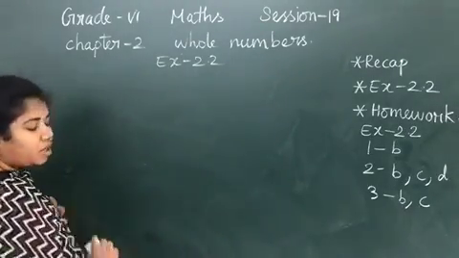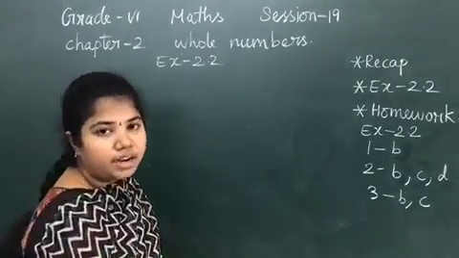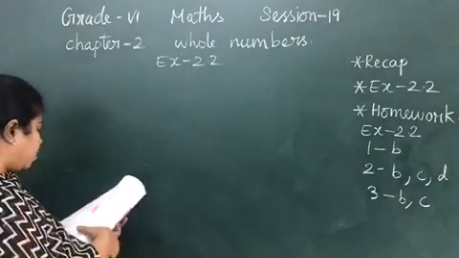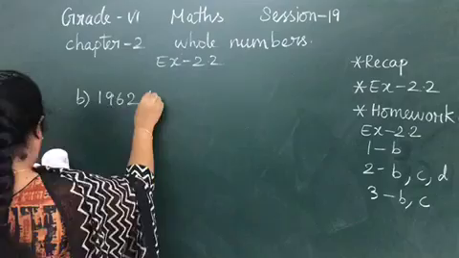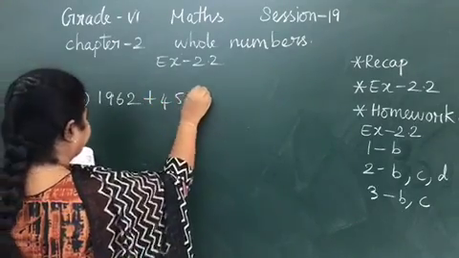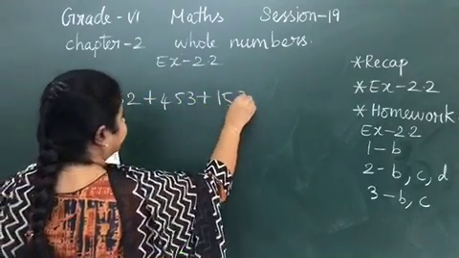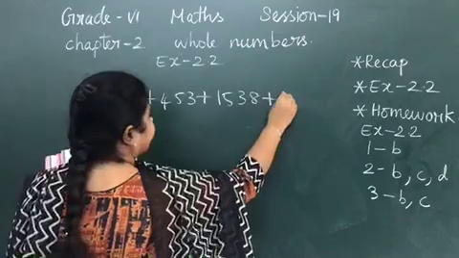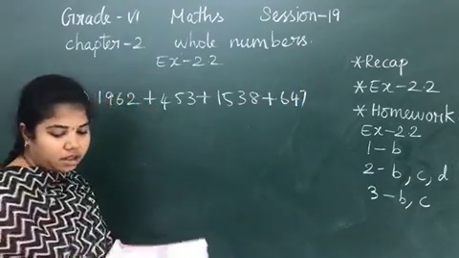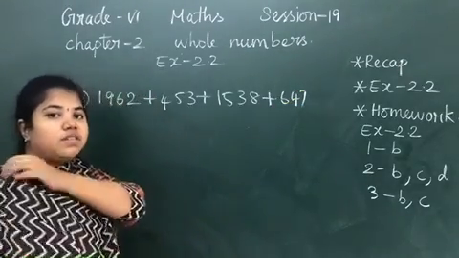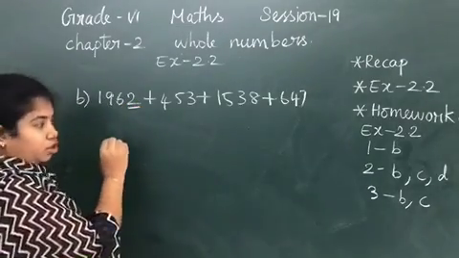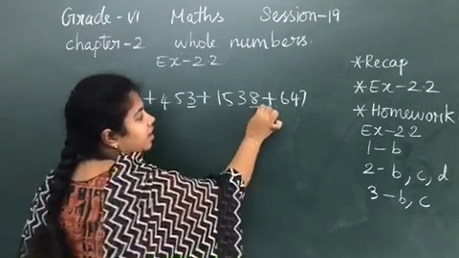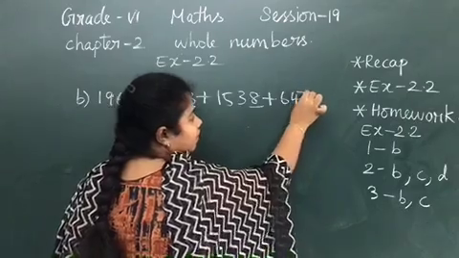I will just give the hint for the second sum and it will be your homework. Okay. Now see the B sum here. Again, I am not going to solve this sum. This is your homework. I will just give the clue. Now what is the ones place here? 2. Here it is 3, here it is 8 and here it is 7.